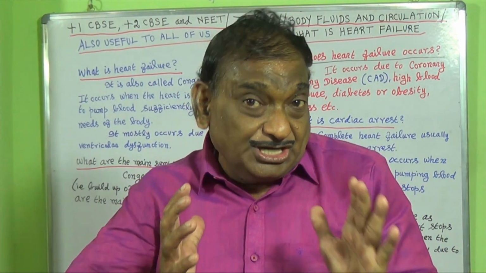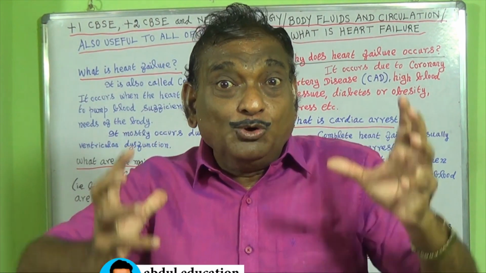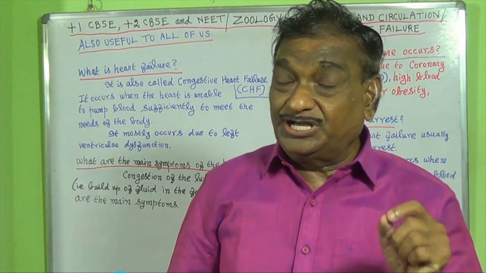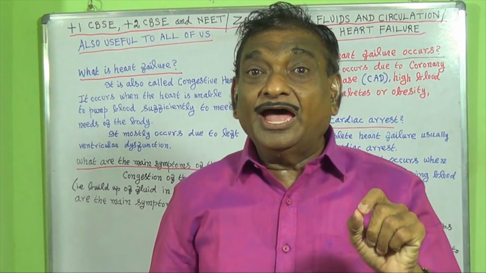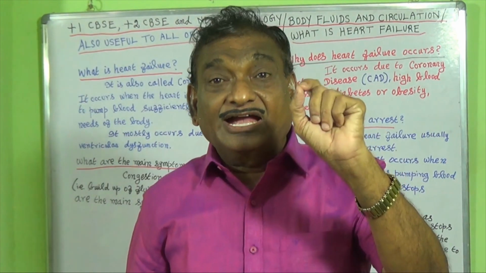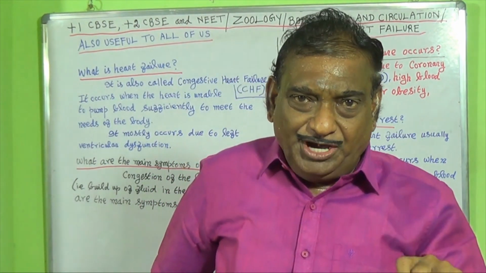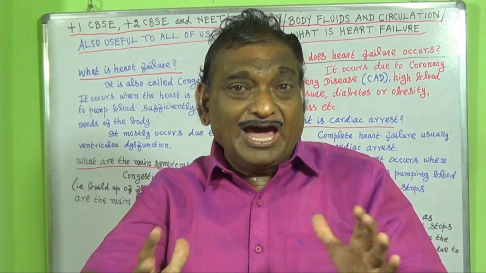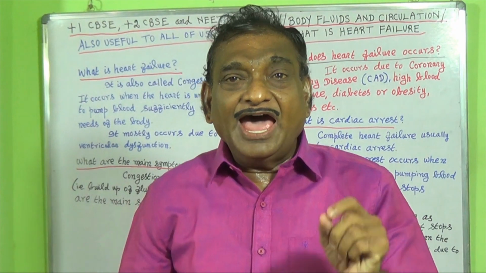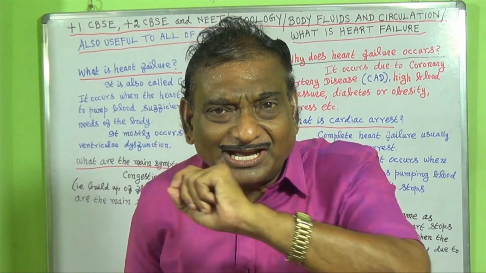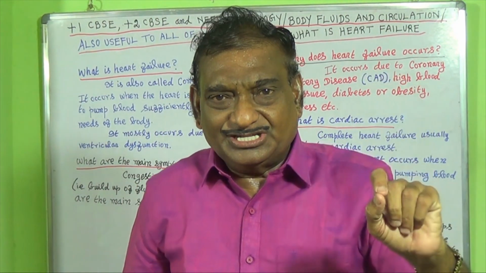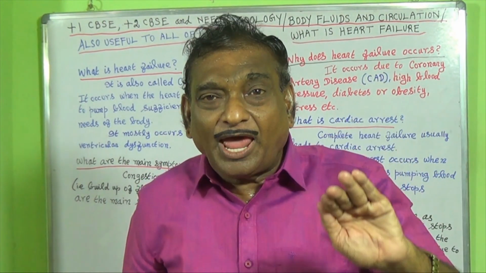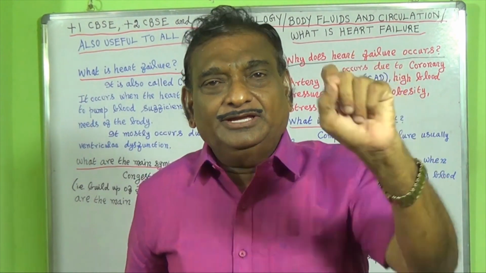So it needs sufficient amount of energy to pump the blood. If it dysfunctions, heart failure will occur. All organs of the body, that is all cells of the body, need oxygen for their functioning. The oxygen is not supplied directly to the organs, that is to all cells of the body. They are supplied only through the blood.